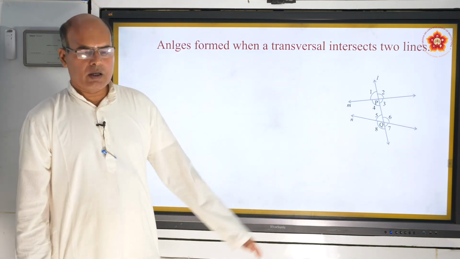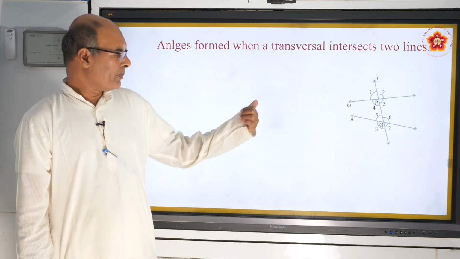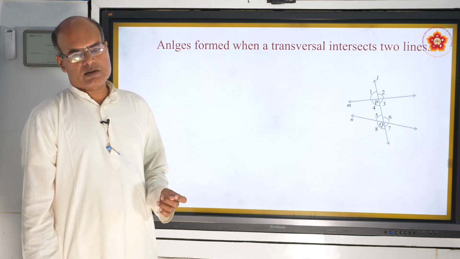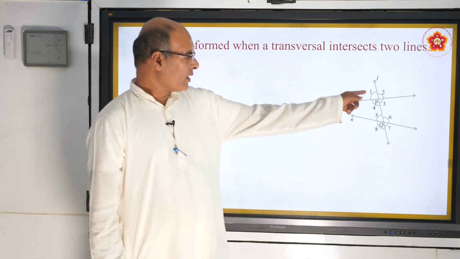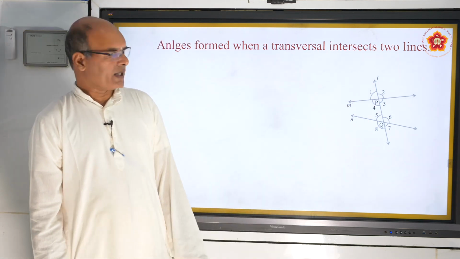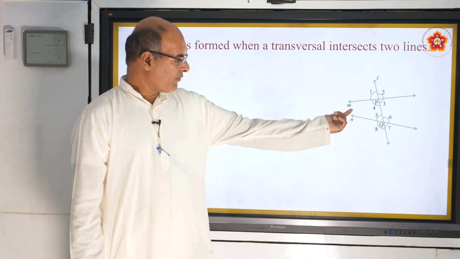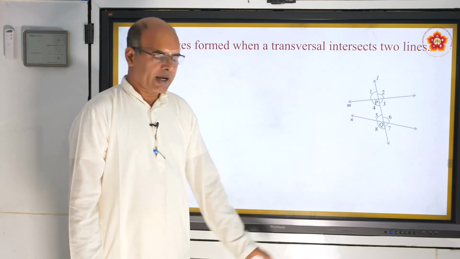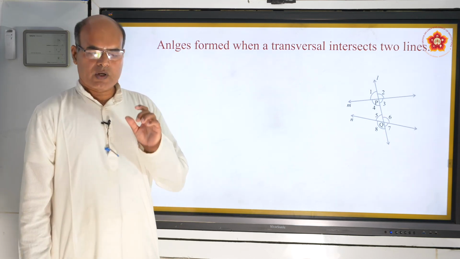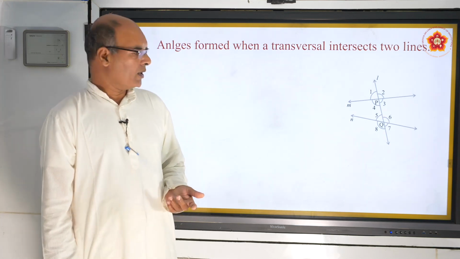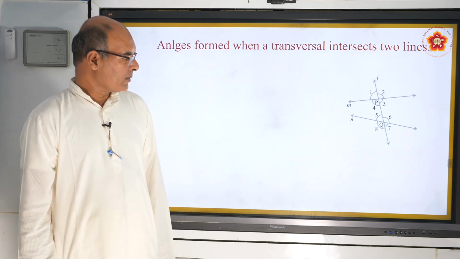So totally we have 8 pairs of linear pair angles. So how many pairs of vertically opposite angles are there? There are 4 pairs: angle 1 and 3, angle 2 and angle 4, angle 5 and angle 7, angle 6 and angle 8. In the previous video, we proved that the vertically opposite angles are always equal. Angle 1 is equal to 3, angle 2 is equal to 4, you know that.